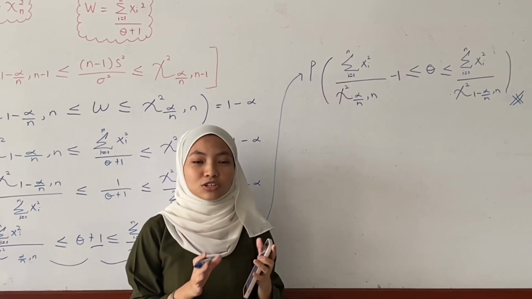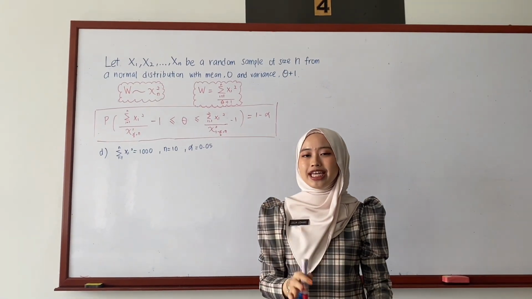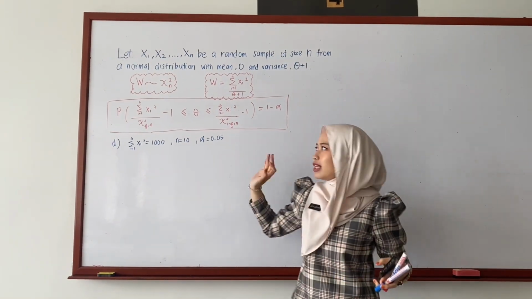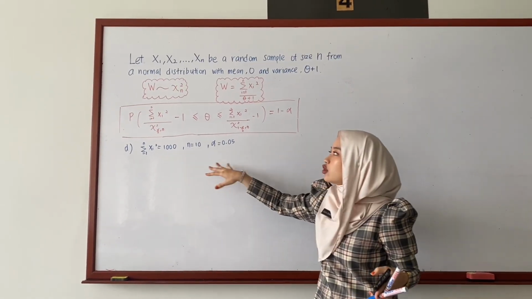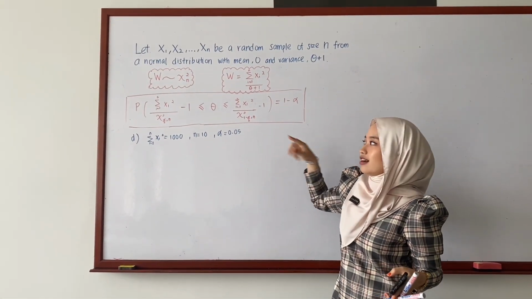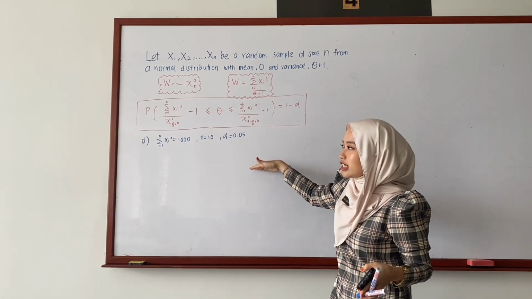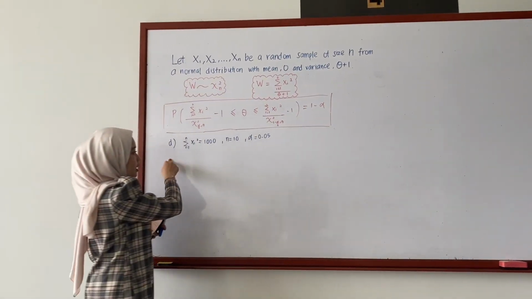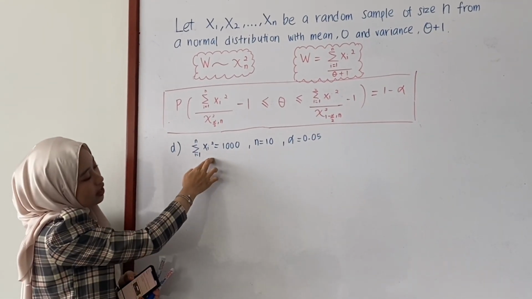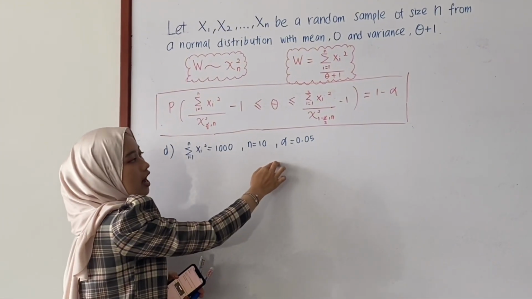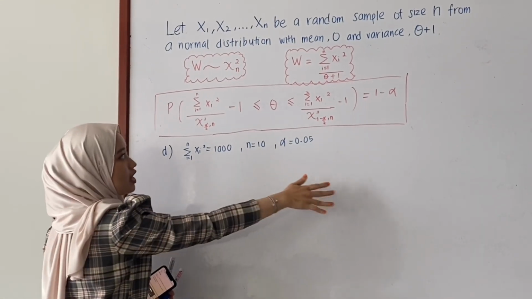And now we will continue the last question with Teacher Julia. So I'm back, guys. Don't worry, you are at the last question, and this last question is very easy. So actually, for D, you just need to find the confidence interval for theta. So the formula you can get from equation C just now from what teacher Ainaa has shown you. And for D, the question has given us the values, which is summation of x squared is 1000, n equal to 10, and alpha equal to 0.05. So you can just substitute these values into the formula.